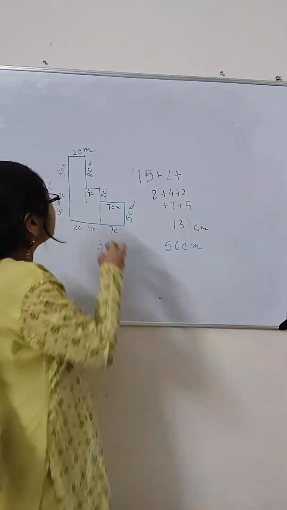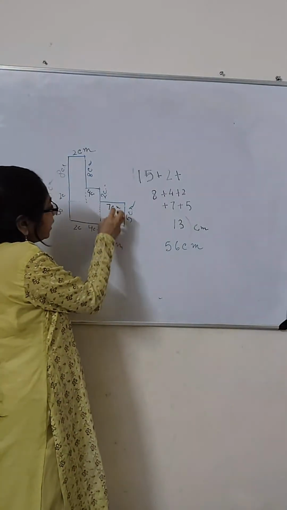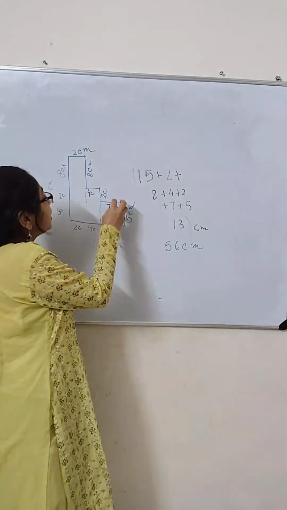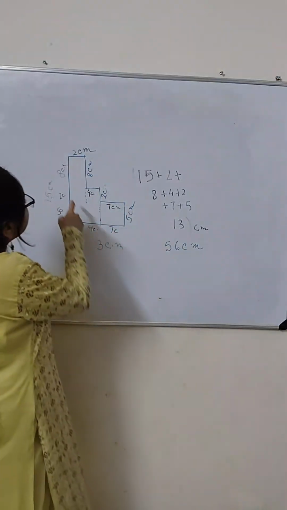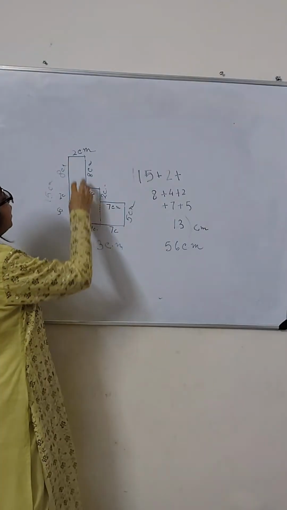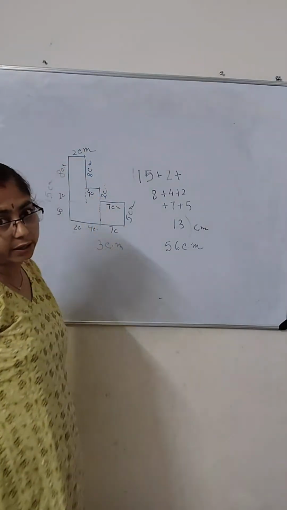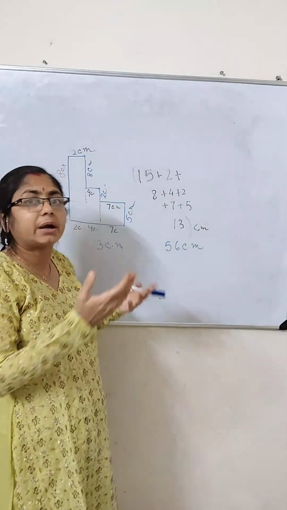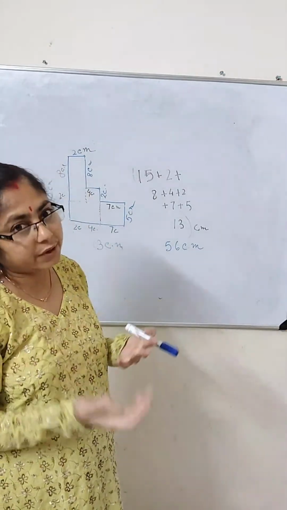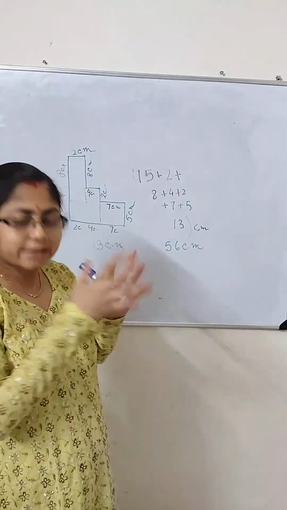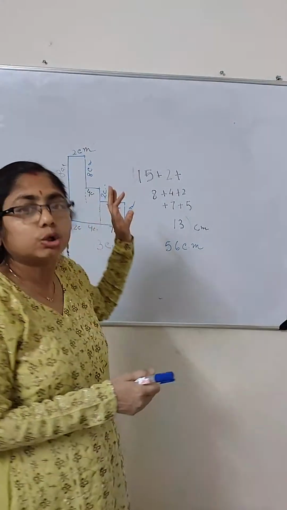First, you find out that part of the area, meaning 5 into 7. After that, you find that part of the area. Then you find out that part of the area. Three rectangle parts you can get, and you find out each rectangle individually, and after finding the rectangle areas, you just add them, and then you find out the total area.